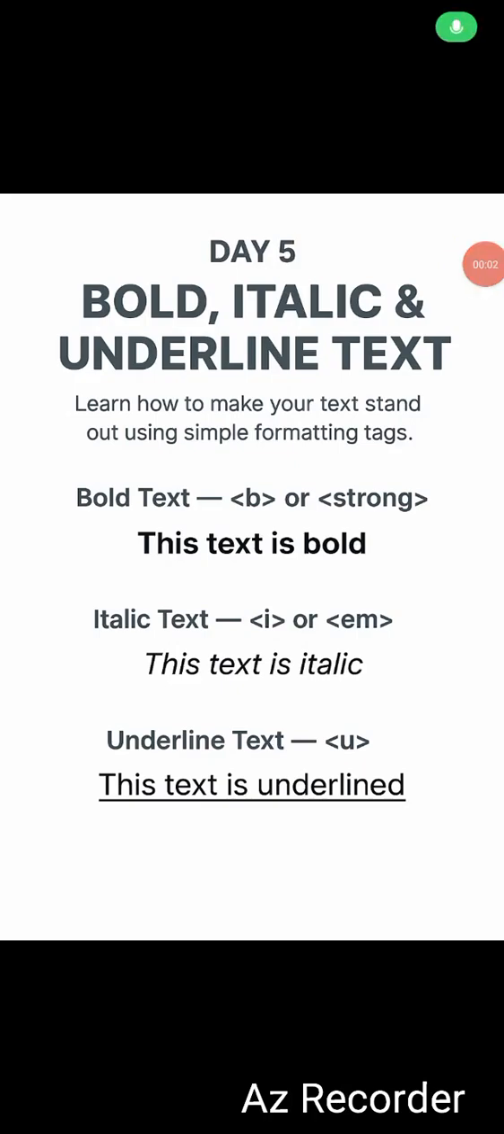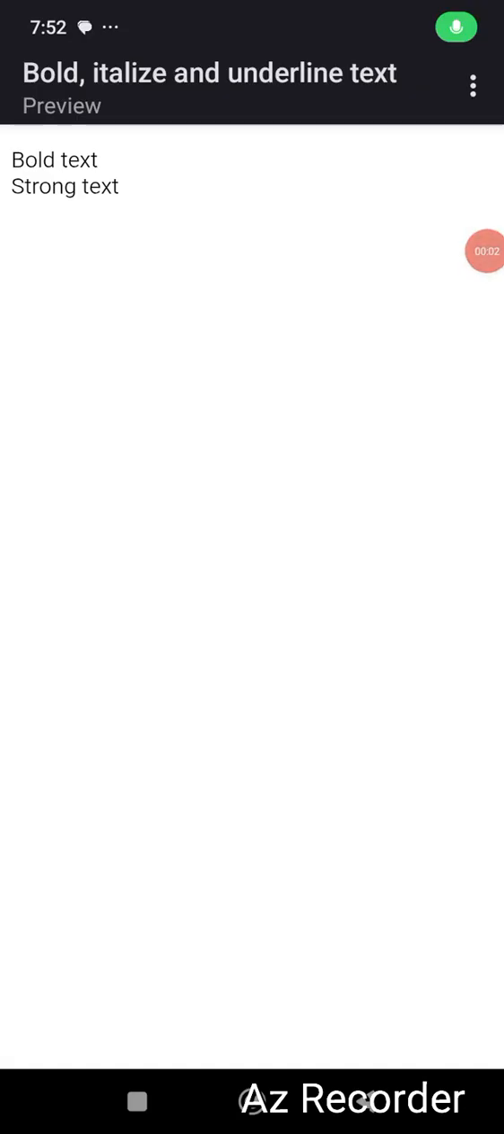Hi, do you want to know how to make your text stand out in HTML? Today, I will show you how you can bold, italicize, and underline your text in HTML. So, there are two ways to bold your text in HTML. The first one is using the bold, the B tag, and the second one is using the strong tag. Okay, so I'm going to show you the two of them.